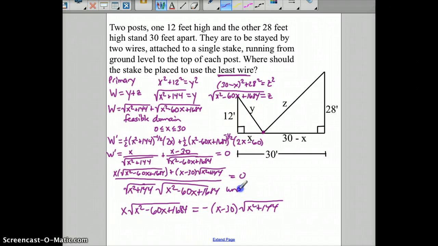Where would that be undefined? Are there any values that would make this equal 0? Well, if you square something and you add 144 to it, that will never equal 0, because when you square something, it's positive. So that part's not going to produce a 0.